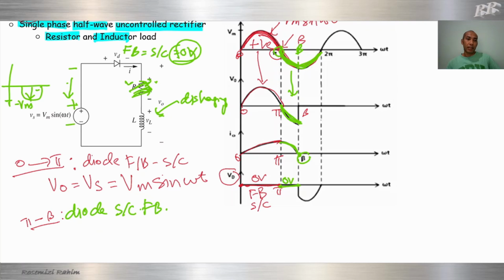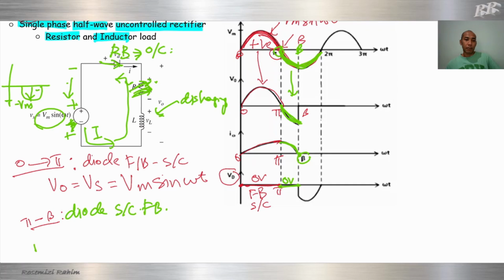Okay, current will flow from here. The voltage source supplies current from the positive terminal to this inductor. However, we can see that the arrow of this current and the arrow of the diode are opposite. So what happened? When the diode and the flow of current are opposite, this diode will become reverse biased. Reverse bias, the diode will be open. When it is open, current cannot flow.